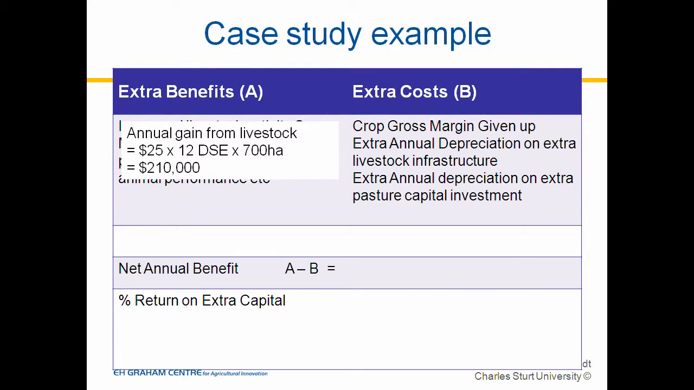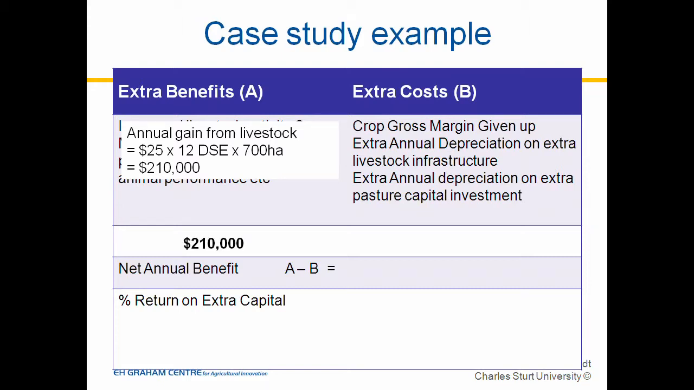Because remember, we're substituting 700 hectares of crop for 700 hectares of livestock. And the livestock enterprise is this terminal operation. We've got to buy sheep, obviously. We've got to sow some pasture, obviously. But what's the extra revenue? What's the benefit from the change? The benefit side is we actually get a gross margin from these sheep. And so $25 per DSE times 12 DSE per hectare over 700 hectares. Pretty simple mathematics. It's $210,000 extra income that we're going to generate.